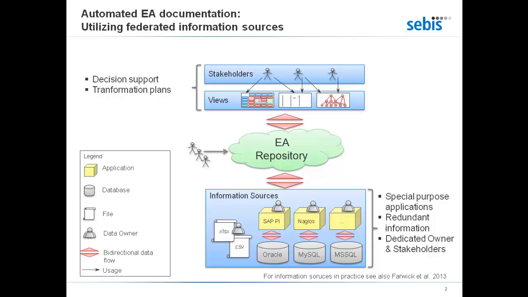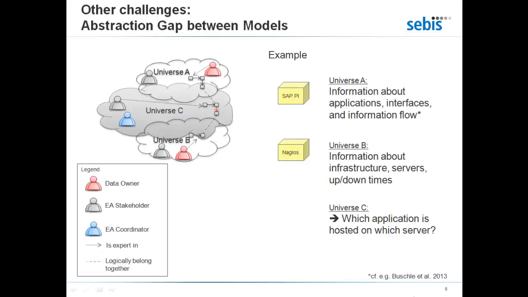A challenge arises for the EA team when integrating information of different levels of granularity. We see different universes stakeholders act in. These stakeholders use models to describe their perception of reality from a specific point of view. In practice, although the models are related semantically, the level of abstraction differs such that these models cannot be integrated.